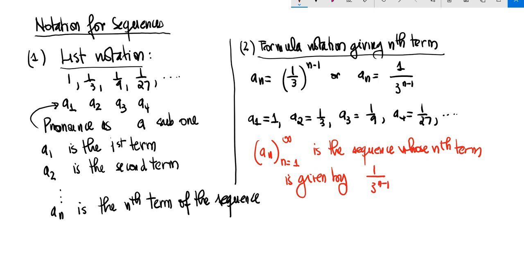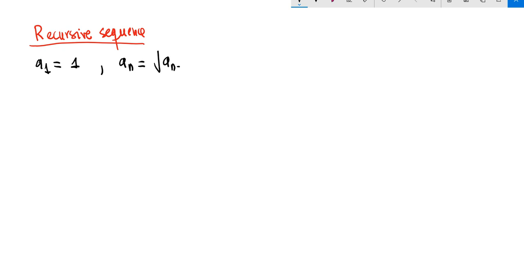Okay. And of course, sometimes it's impossible to have a formula for a sequence. Maybe you could have a sequence which is given to you recursively, right? So we can have a recursive sequence which may take the following form. Let's say a sub 1 is equal to 1, and generally I would say that a sub n is the square root of a sub n minus 1 plus 1. Right, so in this case, the first term a1 is 1, of course.